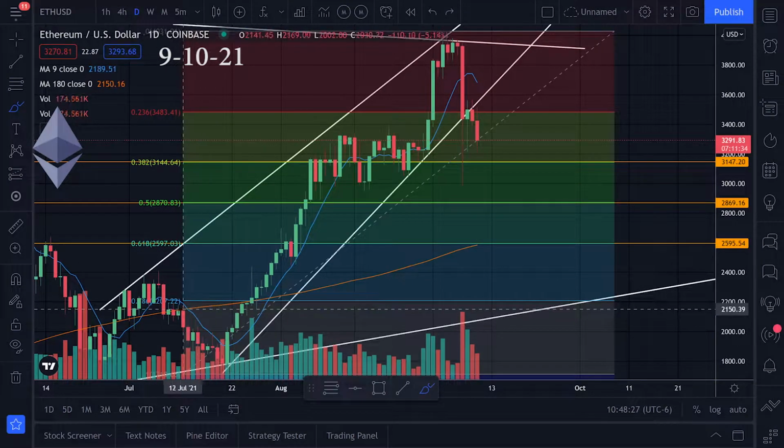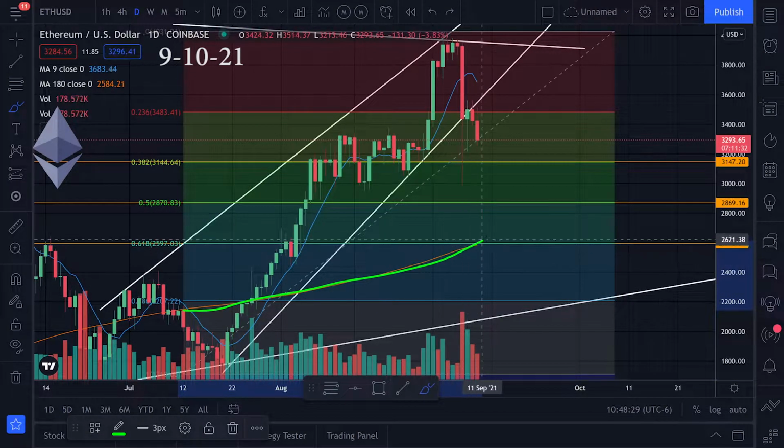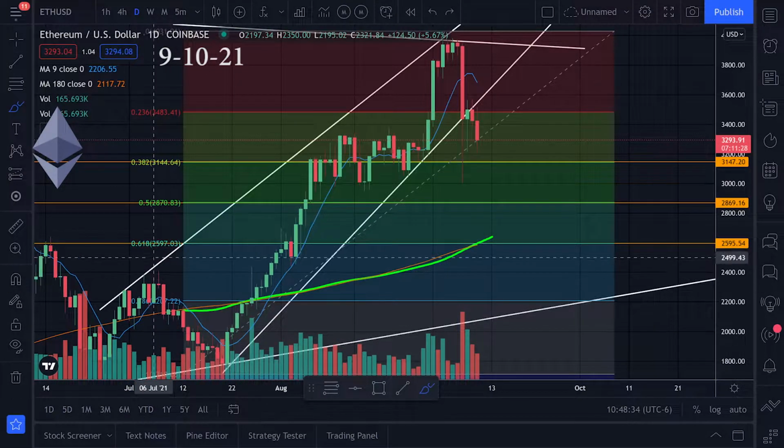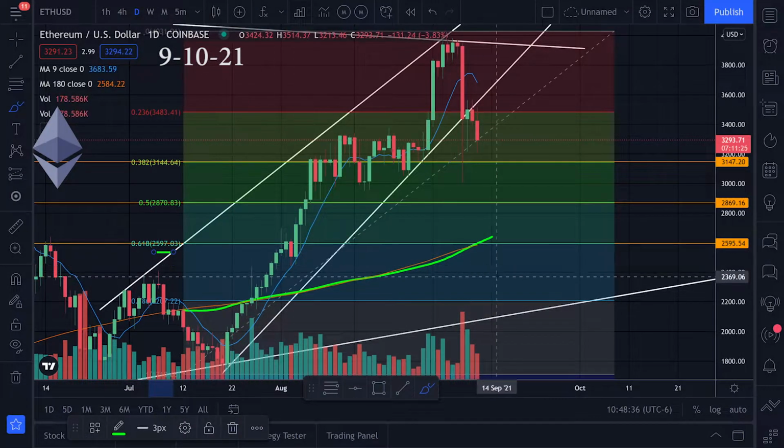We're also looking at the daily time frame, and you can see this 180 moving average lining up pretty much with the 61% level. So we might be looking at that as well. This is sitting at around 2597.